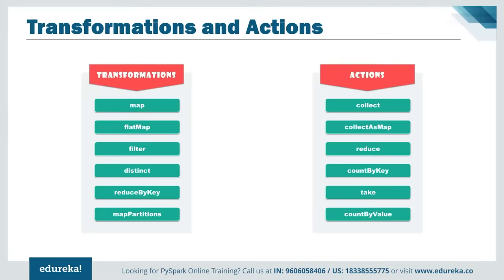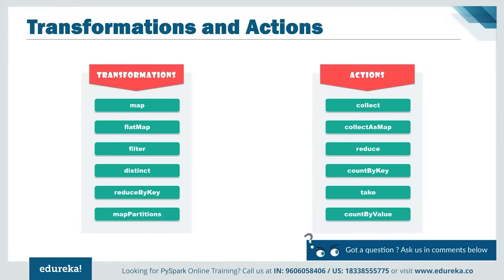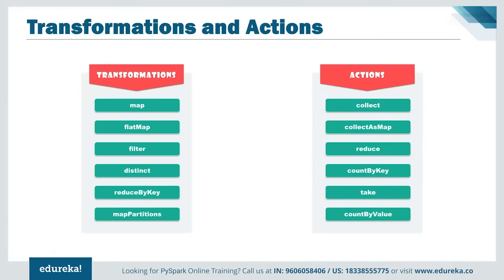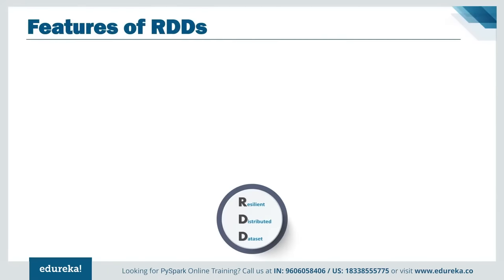Now, let's have a look at a few of the important transformations and actions. We have transformations like map, flatMap, filter, distinct, reduceByKey, and mapPartitions. Do not worry, I'll show you exactly how these work and what the uses of all these transformations are. And under actions, we have collect, collectAsMap, reduce, countByKey, take, countByValue, and many more.